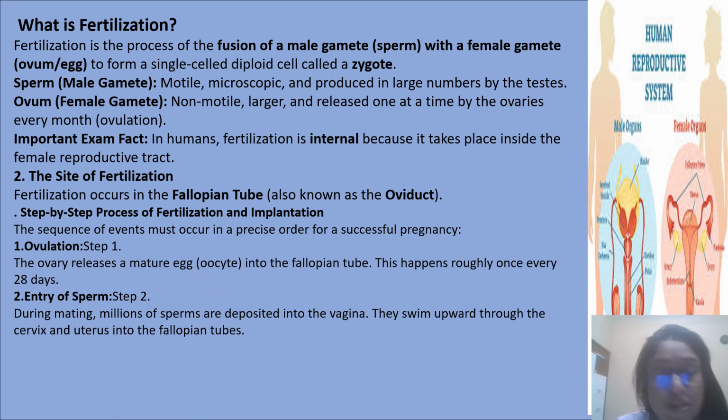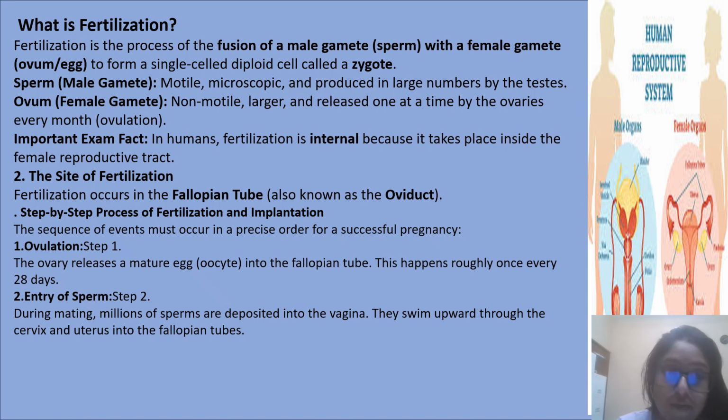Next, the site of fertilization. A very common one-word question in the board exam is the exact location where fertilization happens. Fertilization occurs in the fallopian tube. Next, the step-by-step process of fertilization and implantation. The sequence of events must occur in precise order for a successful pregnancy.